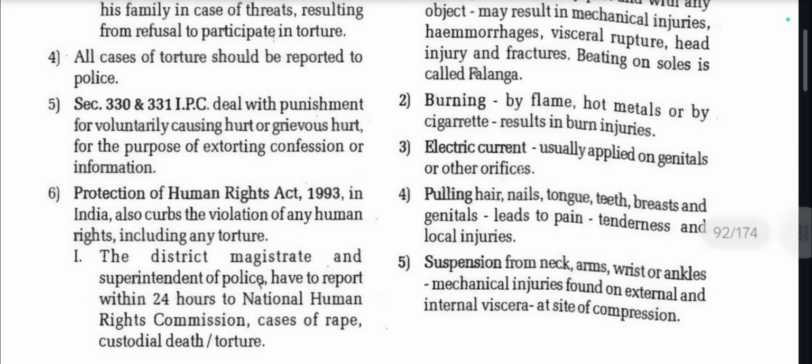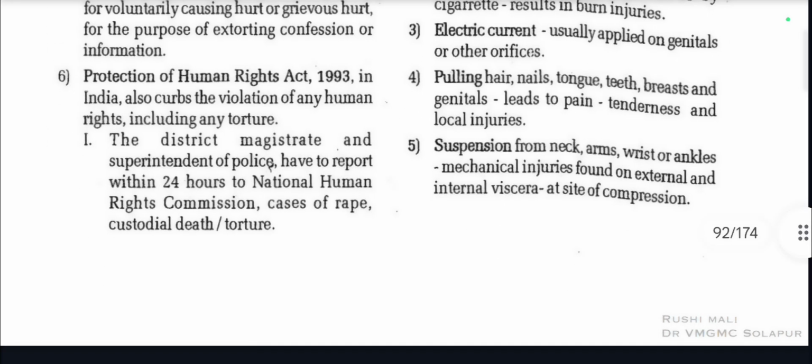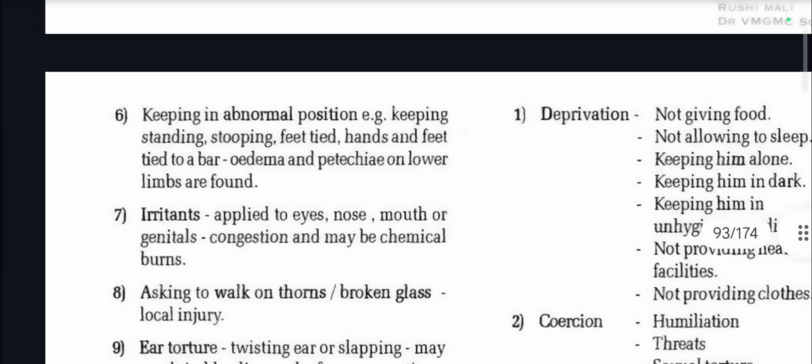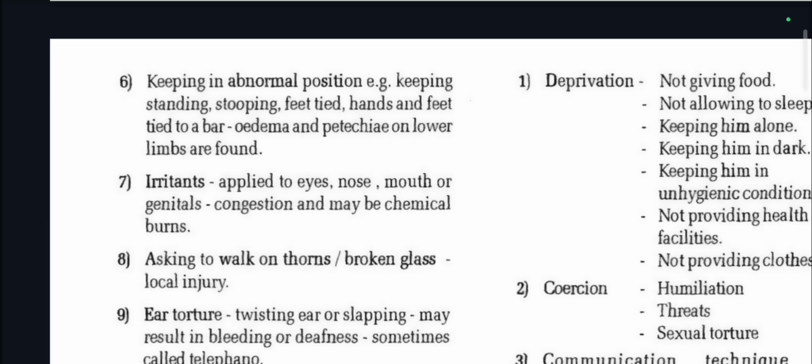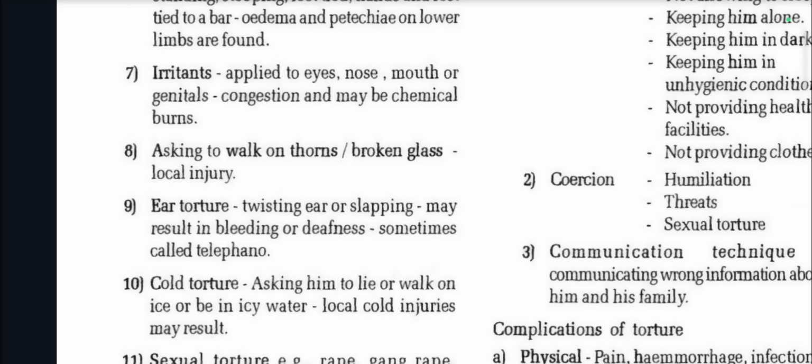Burning by flame, hot metals, or by cigarette results in burn injuries. Electric current is usually applied on genitals or other orifices. Pulling hair, nails, tongue, teeth, breasts, and genitals leads to pain, tenderness, and local injuries. Suspension from neck, arms, wrists, ankles causes mechanical injuries found on external and internal viscera at the site of compression. What about the sixth point? Keeping an abnormal position. Example: standing, stooping, feet tight, hands and feet tied to a bar; edema and fatigue on lower limbs are found. Then irritants applied to eyes, nose, mouth or genitals cause congestion and may be chemical. Asking to walk on thorns or broken glass causes local injury.